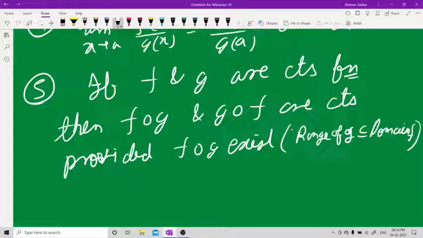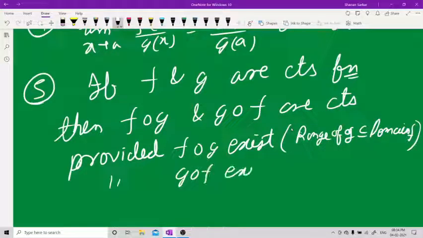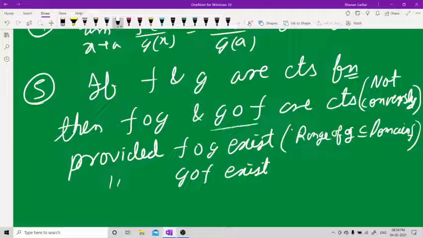Provided. Similarly, you can say gof exists, but you cannot say the converse. Not conversely: if fog and gof exist and are continuous, you cannot say f and g are continuous.